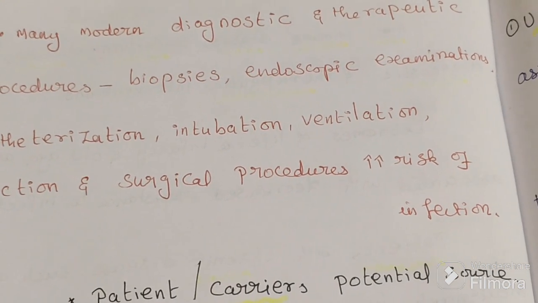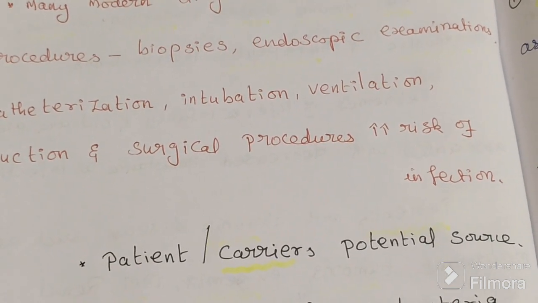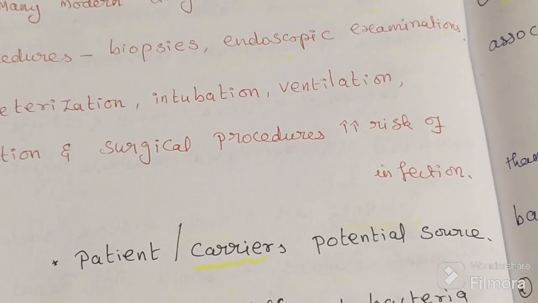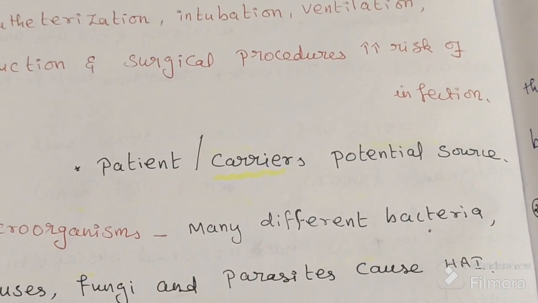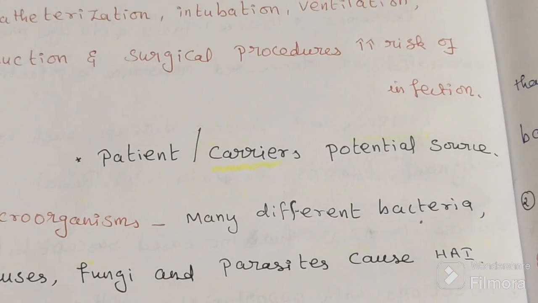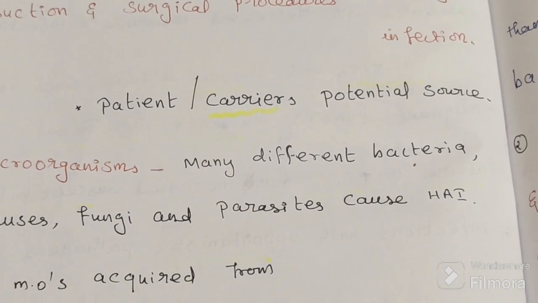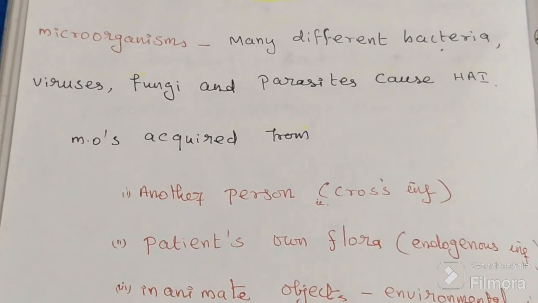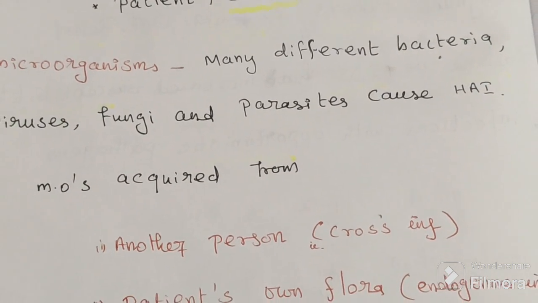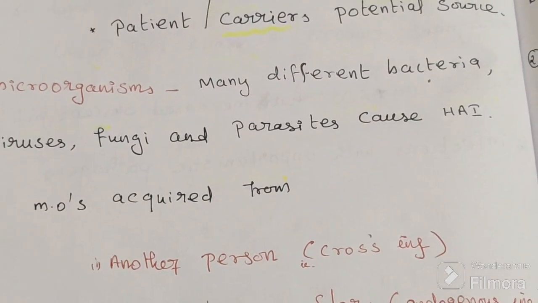risk of infections. Patients with infection or carriers of pathogenic microorganisms admitted to hospital are potential sources of infection for patients and staff. Microorganisms, many different bacteria, viruses, fungi and parasites, cause nosocomial infection.